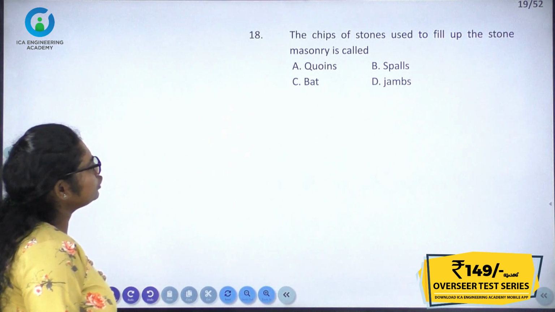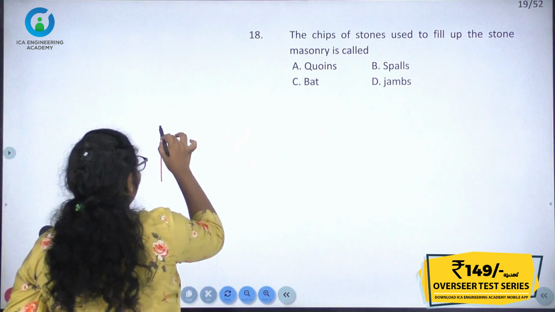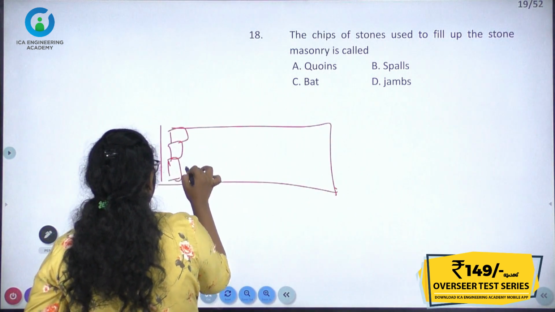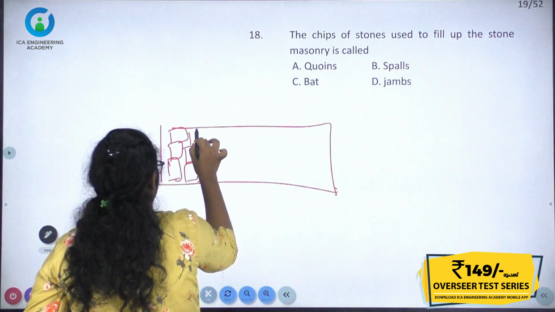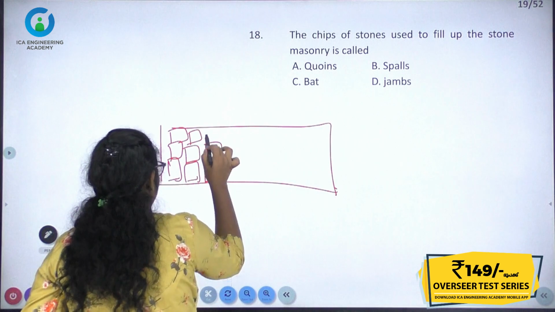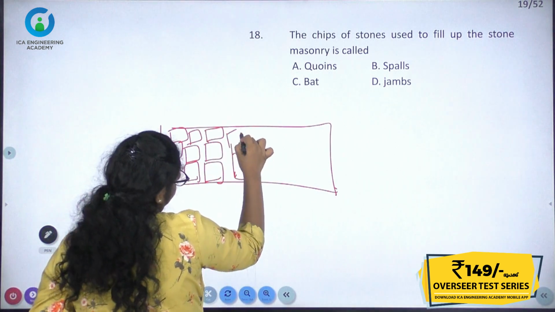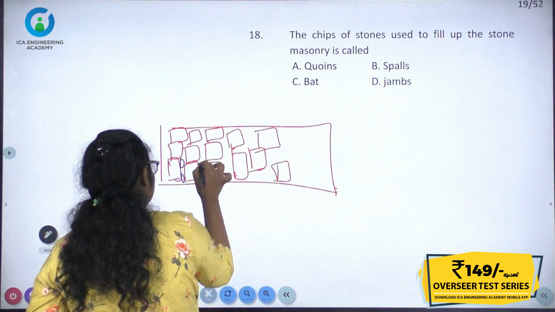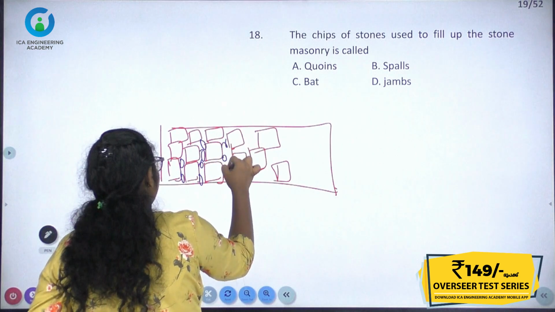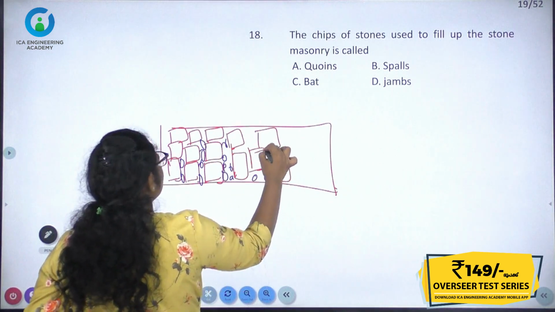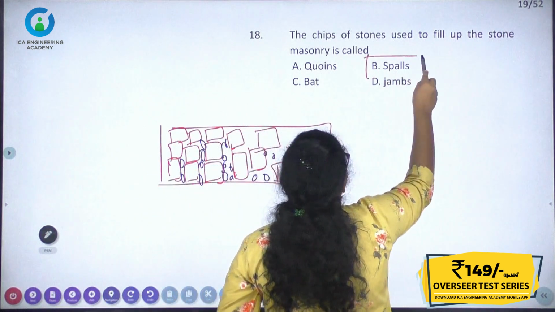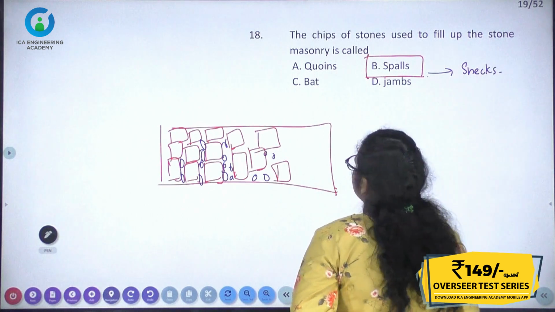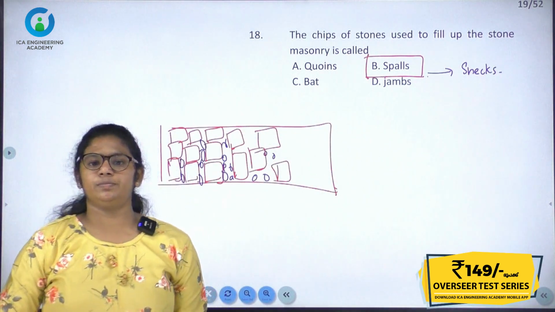Chips of stone used to fill up stone masonry. While constructing stone masonry, we place the stones, regular or irregular, and in between them spaces will be there. These spaces we fill with chips of the stones. That is called spalls. Spalls are also called snicks.